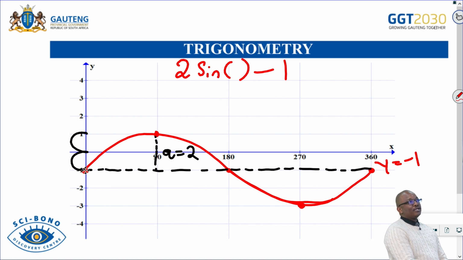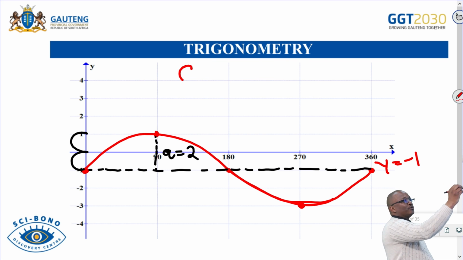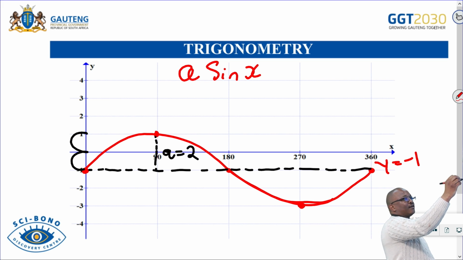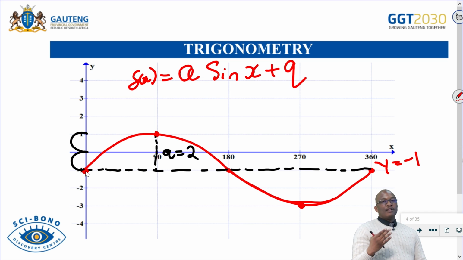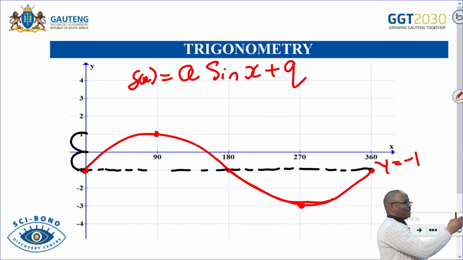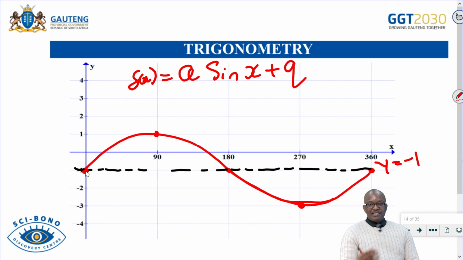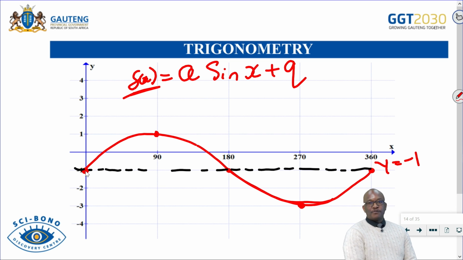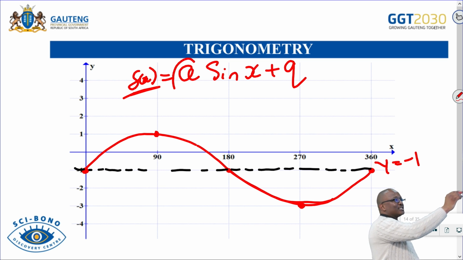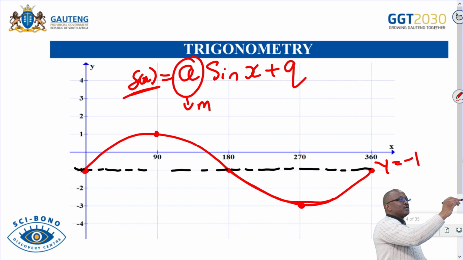Correct. Because sometimes they will just give you an equation like this. They will say f of x is equal to sine x plus q. Then they give a graph like that. Then they ask you to determine the equation of f of x. By determining the equation of f of x, it means we have to read from the graph. And how are we going to read from the graph? Remember we said A speaks to the amplitude.